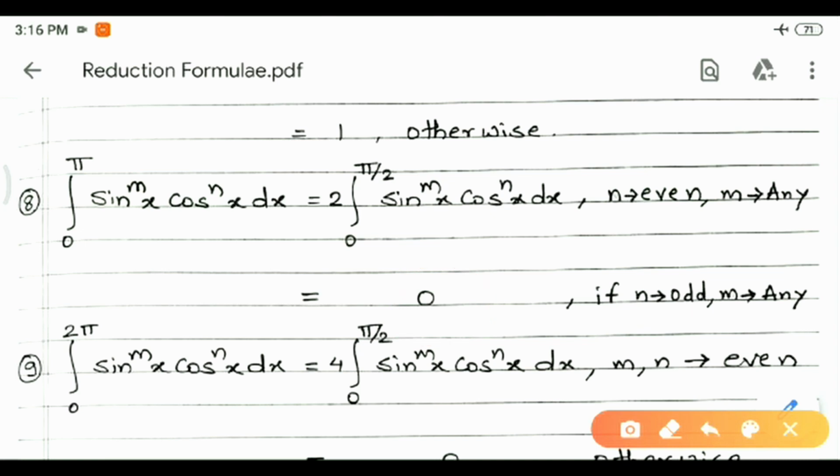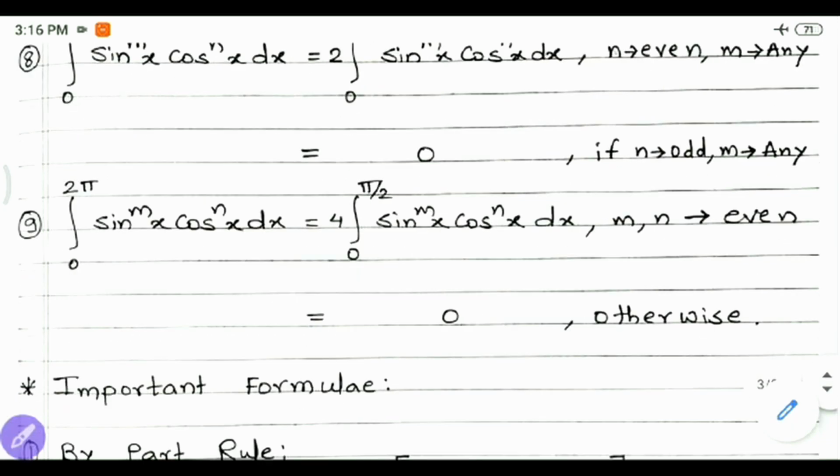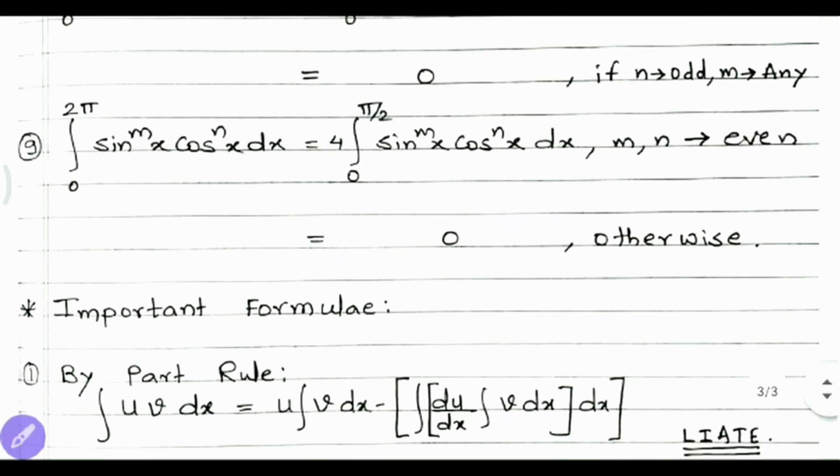Okay. Now similarly, the last formula is 0 to 2 pi sin raised to m cos raised to n. This is equal to 4 times... Now we know that for sin and cosine functions in 0 to 2 pi, both have a problem because half the graph is above and half the graph is below. Okay, so it will be 4 times integral 0 to pi by 2 of sin raised to m cos raised to n if both m and n are even. If either of them is odd, that means if m is odd or n is odd or both are odd, then the answer will be 0. Okay, so these are the formulas that we are going to need while solving the problems of reduction formula.